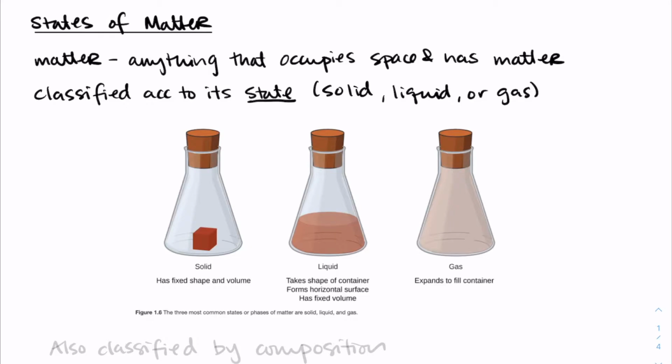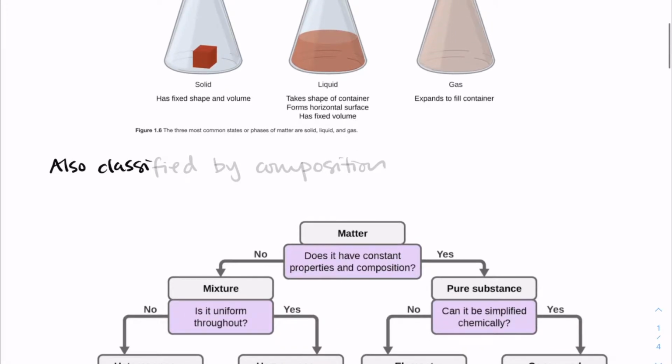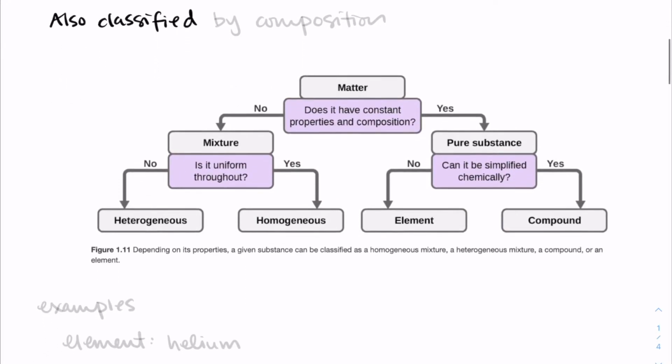So, this is a really good flow chart for figuring out what type of matter you have, what types of terms you can use to talk about it. That also helps you understand how it's made up. So, if your matter has constant properties and composition, so that's a yes, it's considered a pure substance. If it doesn't have constant properties and composition, it would be considered a mixture.